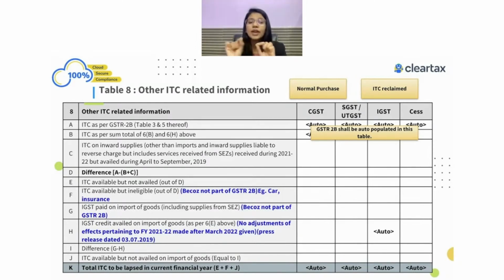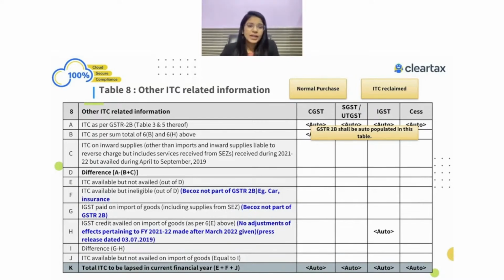Information related to FY 21-22 filed till October will form part of 8A. This is one important part which you should understand. So here, this ITC, even if the supplier has filed late, that ITC will still be reflected in 8A, right? This is one part which we should understand.